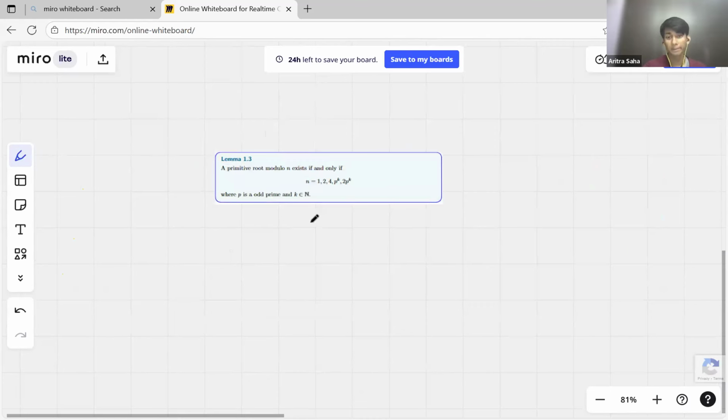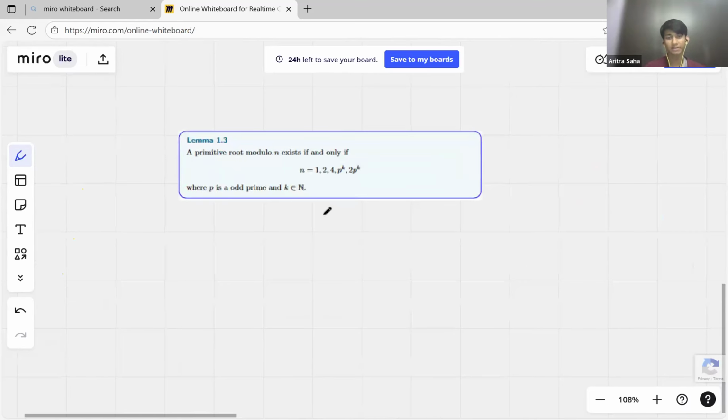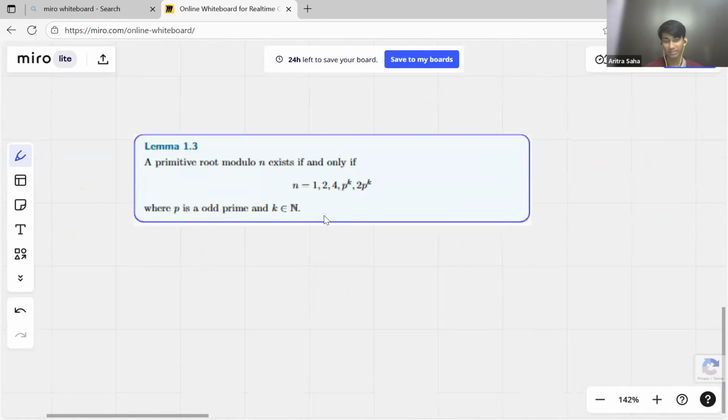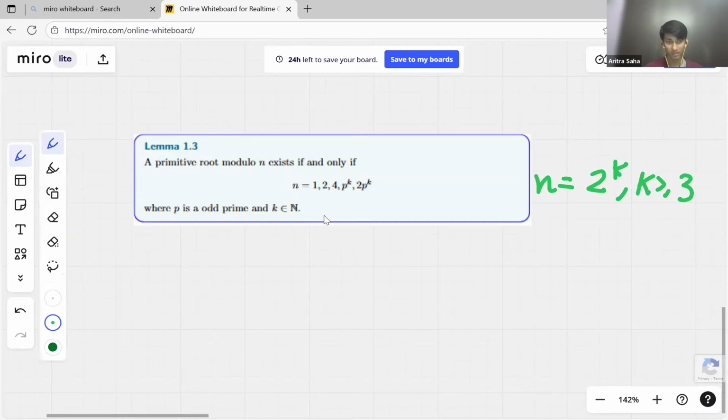We'll only prove for p and p to the power k basically, but you can see that we can prove all of them. Like 1 to 4, you can just see, and we'll prove that for n equals 2 to the power k, where k is greater than or equal to 3, there can't exist a primitive root.